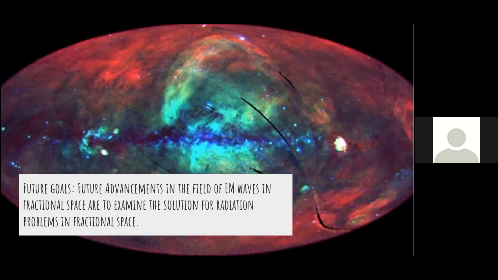Now, the future goals, the future advancement in the field of EM waves in fractional space, are basically to examine the solutions for radiation problems in fractional space. There has been much interest in studying different physical phenomena in fractional dimensional space. During the last few decades, it has been a major interest for many authors and scientists. The concept of fractional space is used to replace the real anisotropic confining structure with an isotropic fractional space, where the measurement of this confinement is given by the fractional dimension.